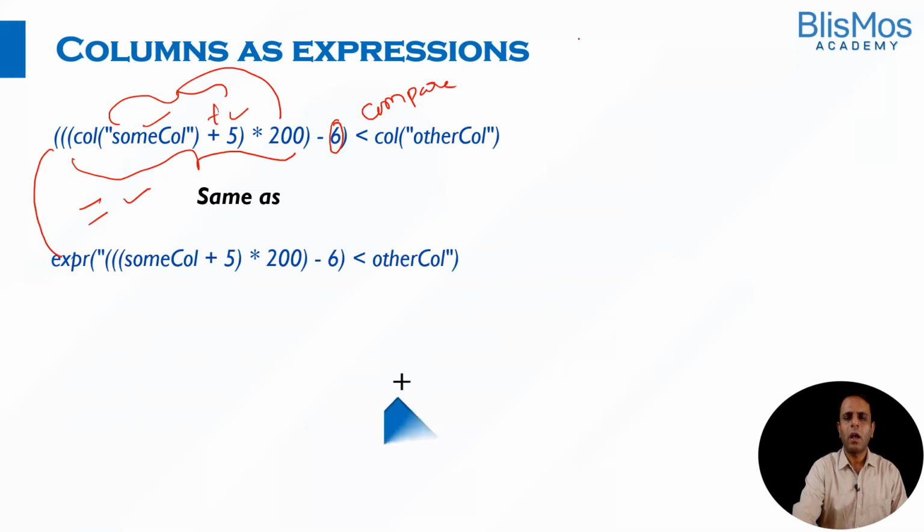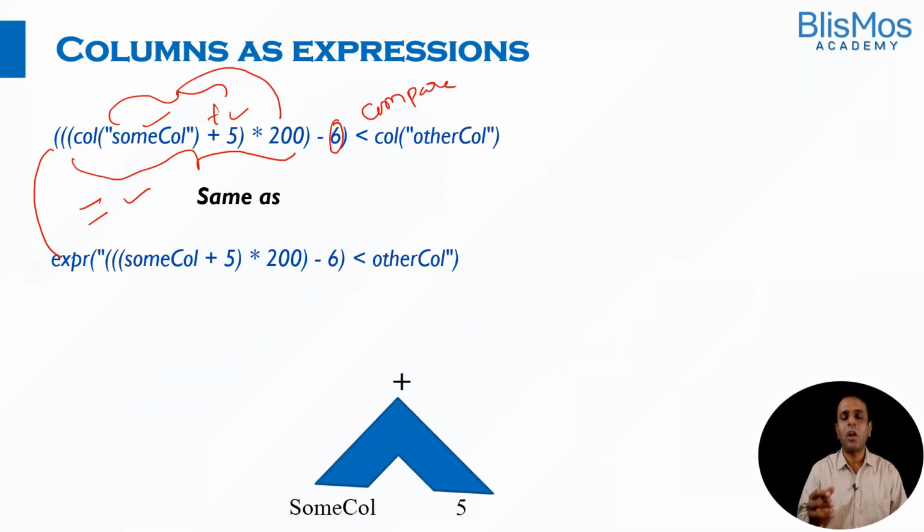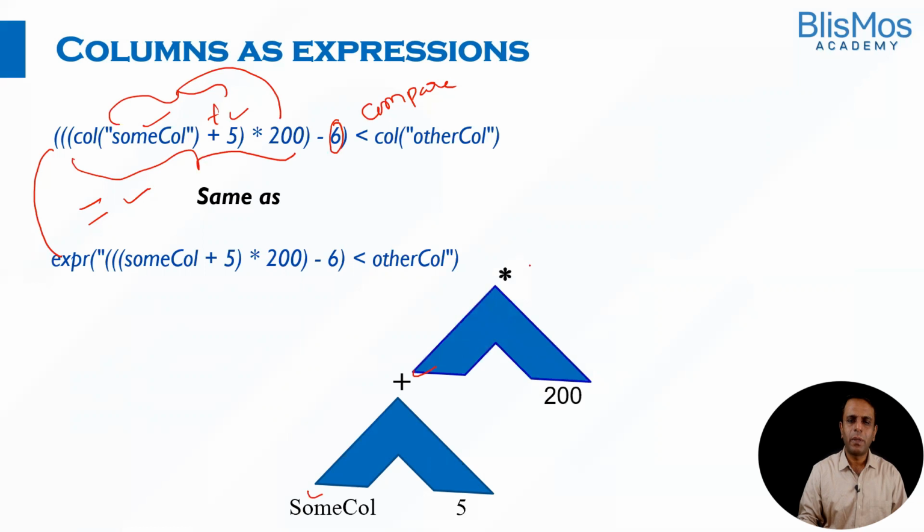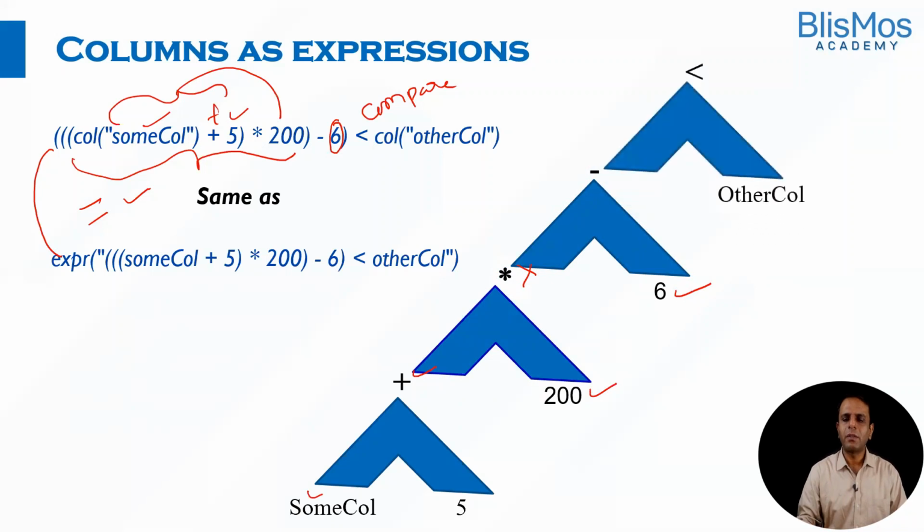Let us see how exactly Spark builds a logical tree out of both of these expressions. The first thing is some column. We are adding 5 to that. Then the result of this will be multiplied with 200. Result of that will be used to deduct 6 from this result. Further, result of this will be compared with the other column, whether it is less than that particular column or not. So both of these will result in a same logical tree.